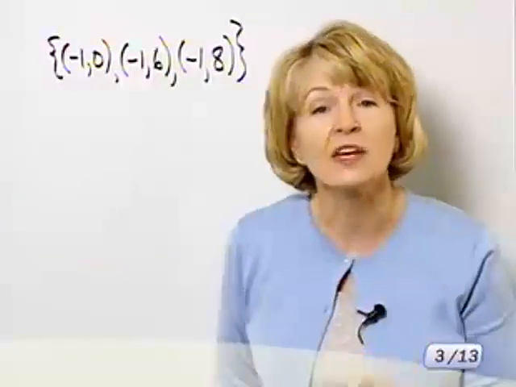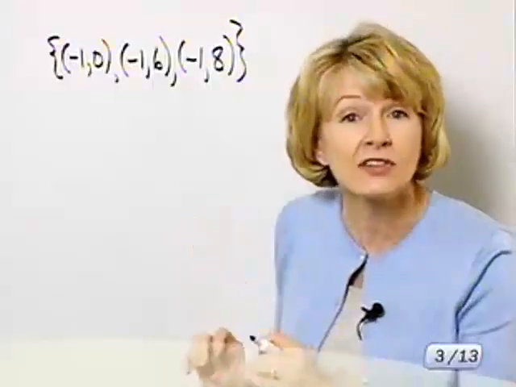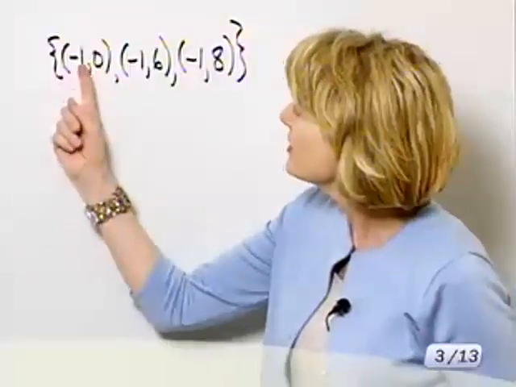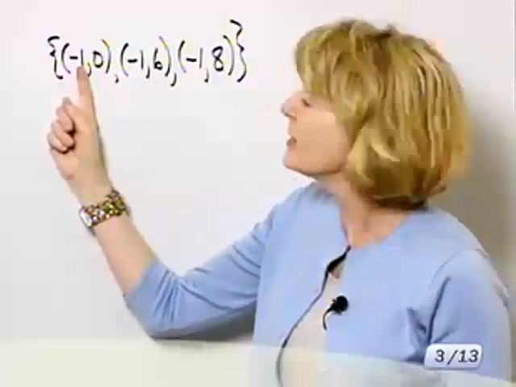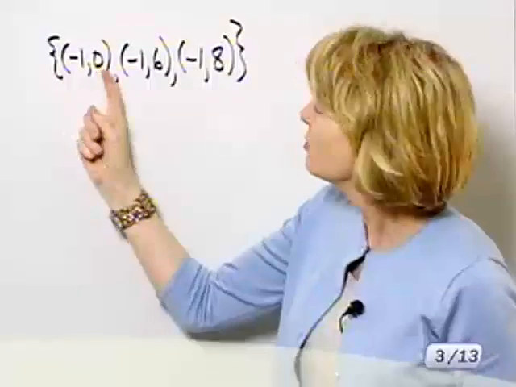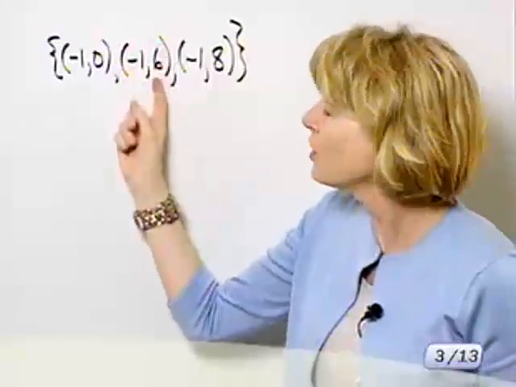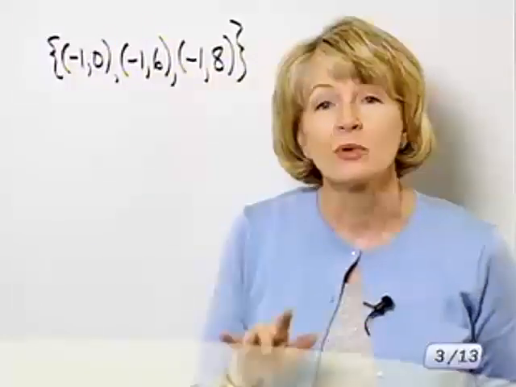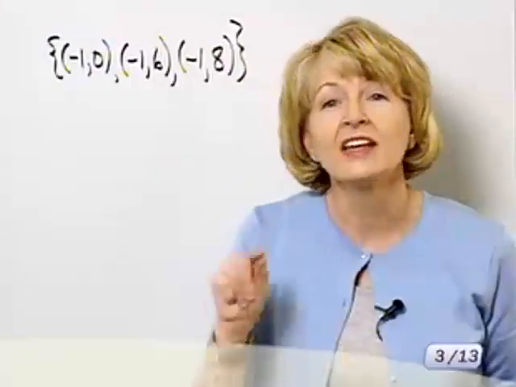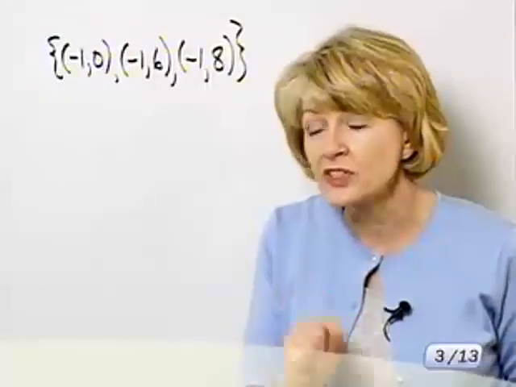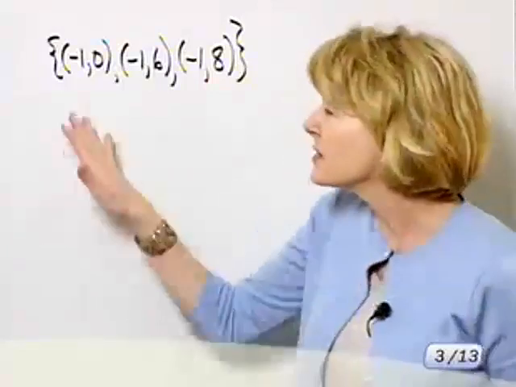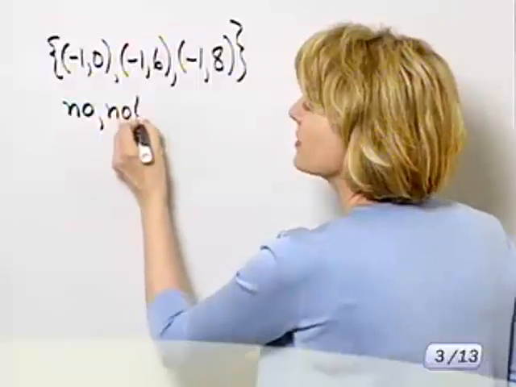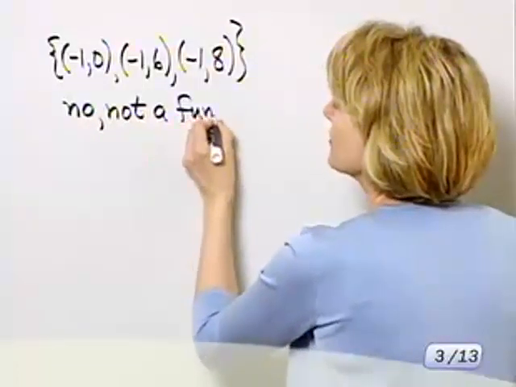But I'd like to know if this relation is also a function. To find out, let's look at the ordered pairs. This x value of -1 is paired with 0. But this x value of -1 is also paired with 6, and it's also paired with 8. Remember, a set of ordered pairs is a function if the x value is paired with just one y value. Because that does not happen here, no, this is not a function.